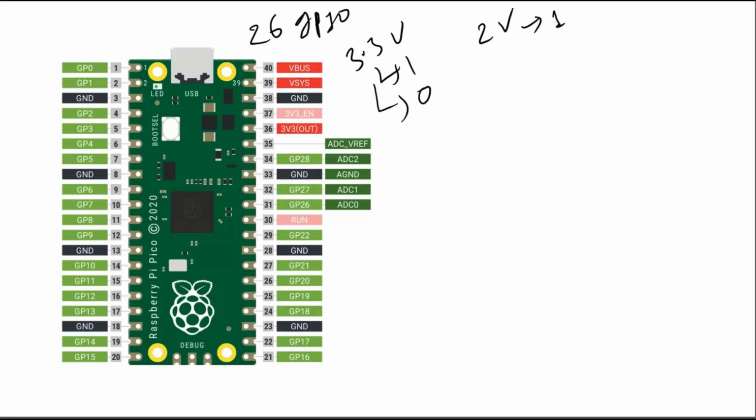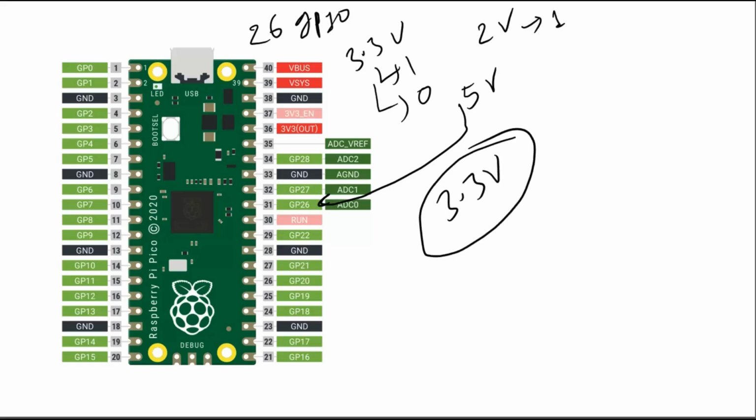But if you try to input some voltage which is out of this range, for example, if you try to read 5 volt using some source on this digital input output pin, then this Pico board might be burned. So we need to be careful. We cannot give more than 3.3 volt as digital input for this Raspberry Pi Pico board, and as an output by default it will always be 3.3 volt.